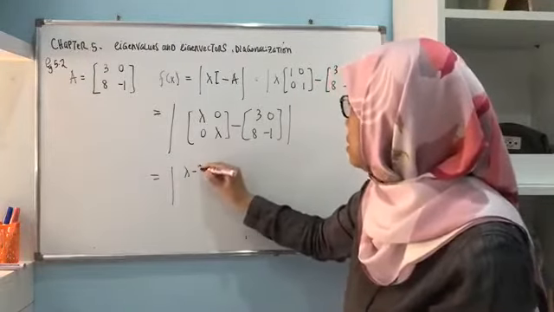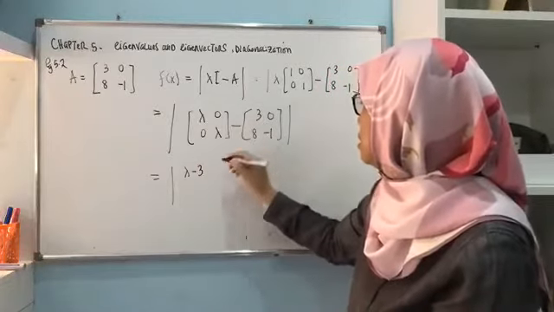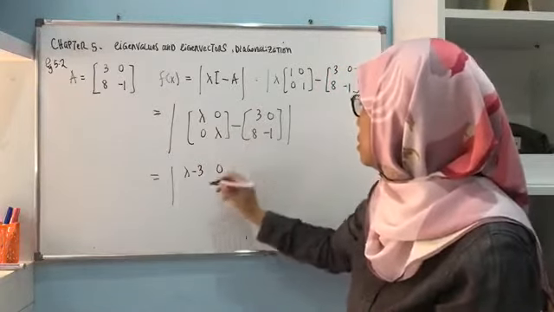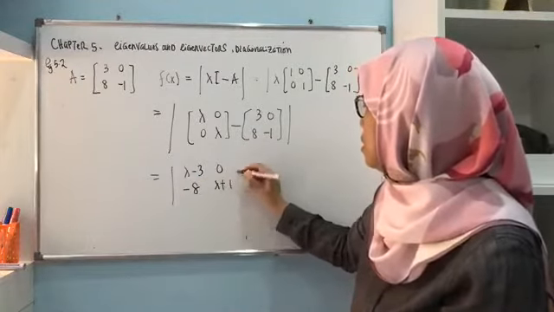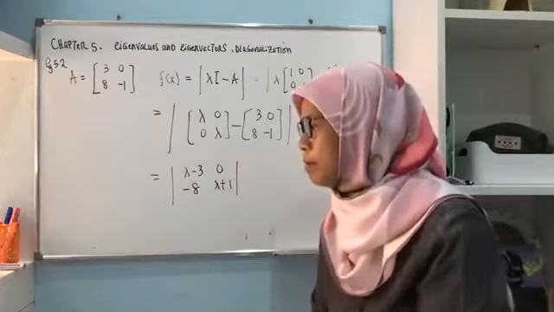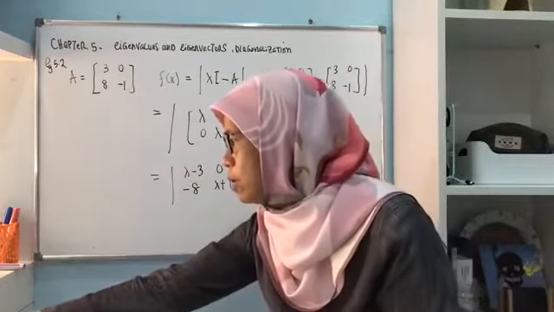Lambda minus 3, 0, negative 8, lambda plus 1. Do the others see it blurry too?